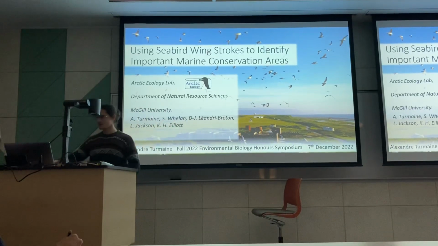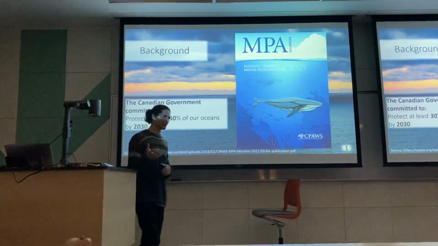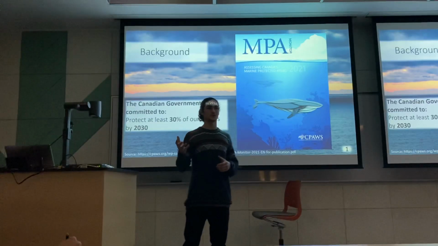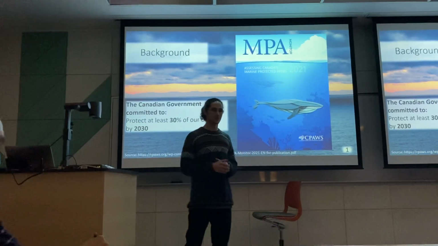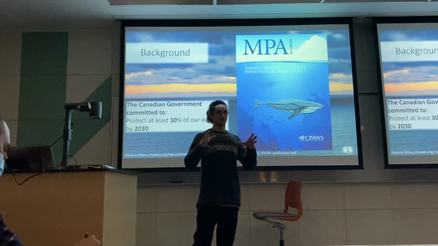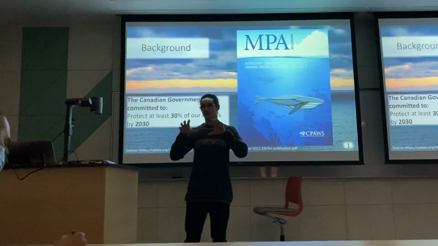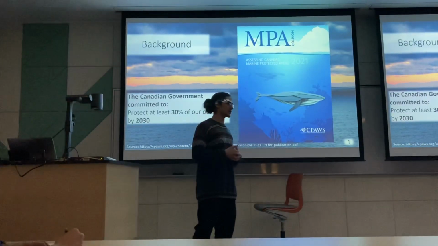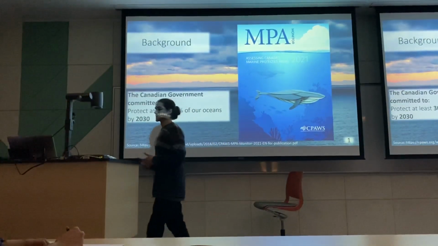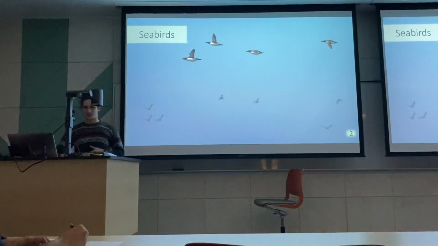So, for a bit of context, the Canadian government committed to protecting 30% of our oceans by 2030, an ambitious goal. And to see which places to conserve, to identify the areas of high ecological importance, I suggest we turn to seabirds. So why seabirds?